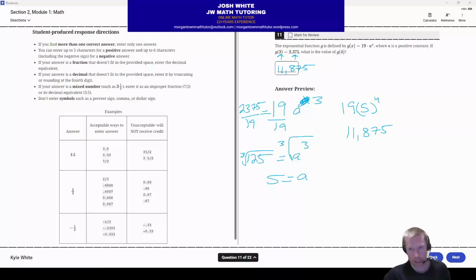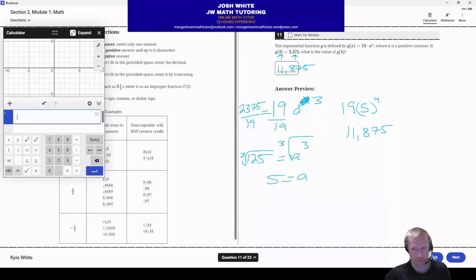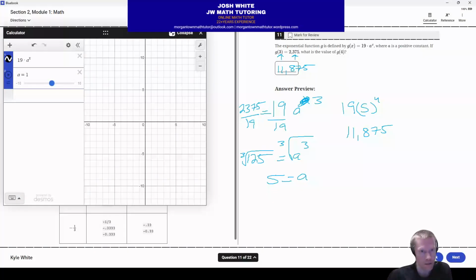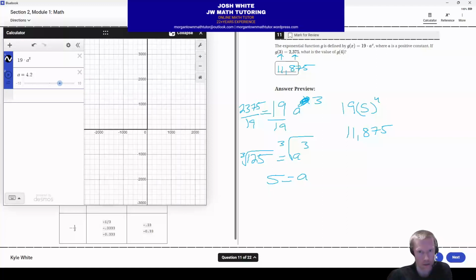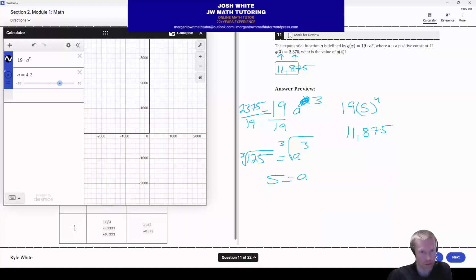Now, you could also do this on the Desmos calculator. So you could type in 19 times a to the x, and I'm going to add a slider for it. Okay, just expand this a little bit. So now, basically, you're going to increase the slider, and again, the specific point we're looking for, we're going to have to zoom way out here. Yeah, we're looking for the point (3, 2375). So if we trace along here, okay, right here we're at 3, but it's at 1407, so it's not large enough. So you'd have to keep going a little bit further, trace along the graph.